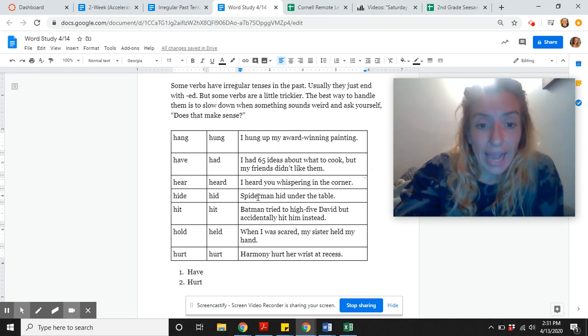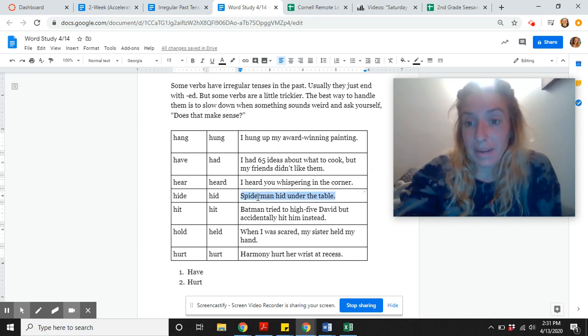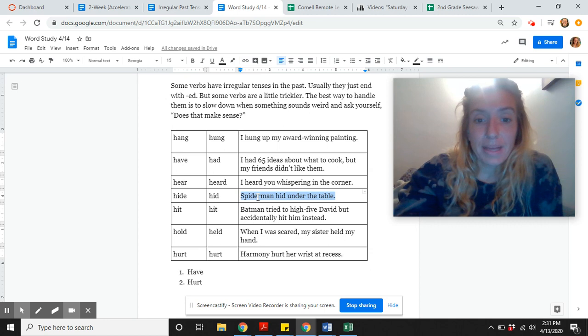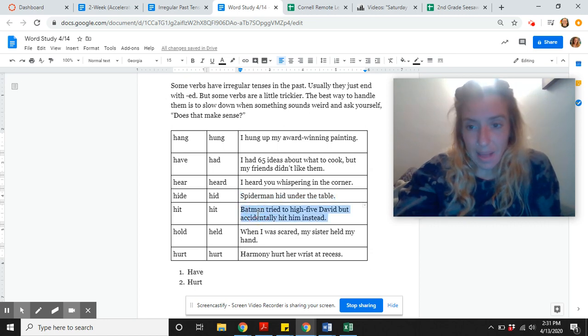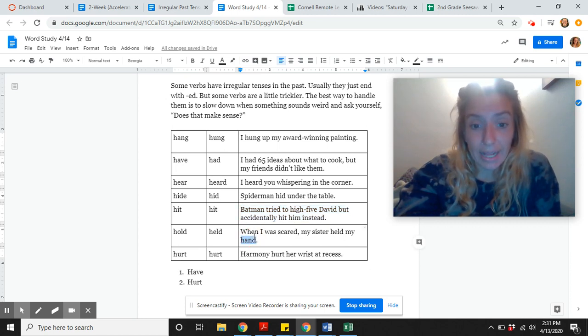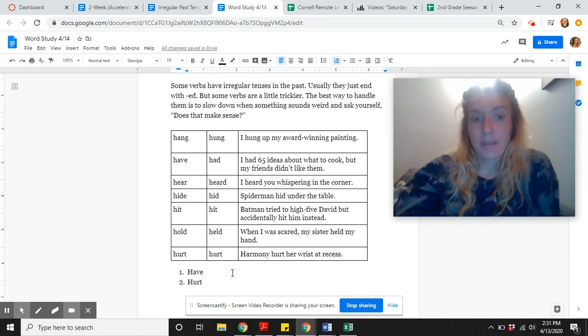Past tense of hide is hid. Spider-Man hid under the table. Past tense of hit is hit. Batman tried to high-five David, but accidentally hit him instead. That was funny. Past tense of hold is held. When I was scared, my sister held my hand. And the past tense of hurt is hurt, like Harmony hurt her wrist at recess.